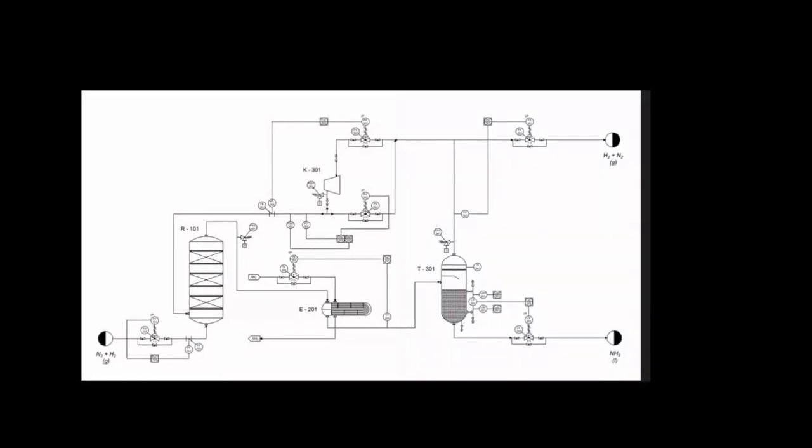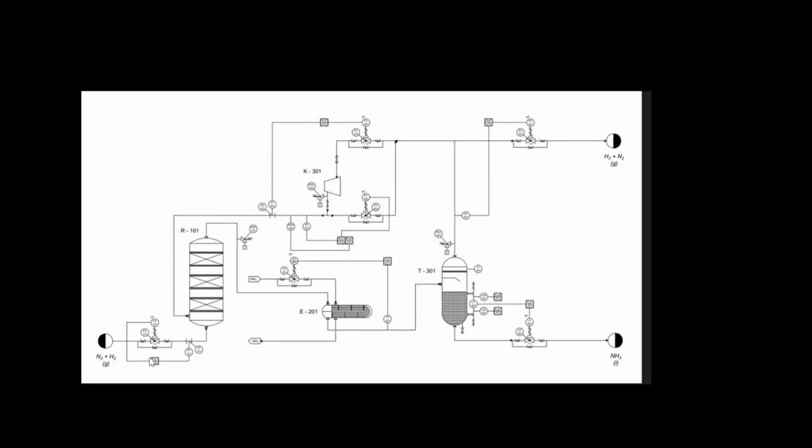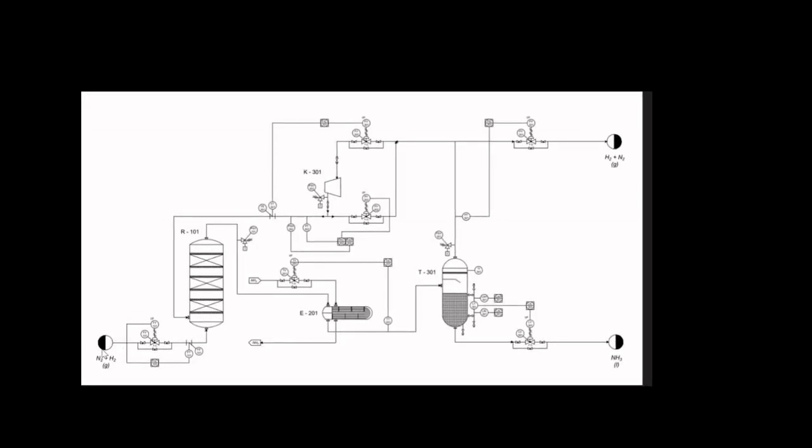Welcome to this demonstration of Dynamic Risk Register. This is the example that I will be using for the demonstration. It is the reaction section of an ammonia plant.